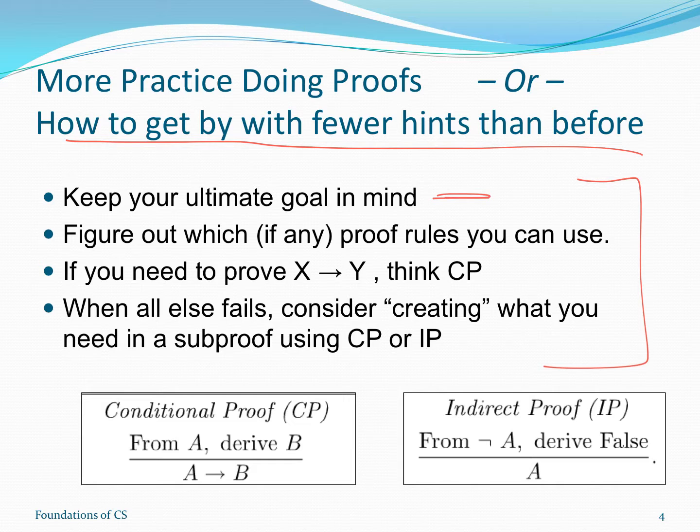Make sure you keep your ultimate goal in mind. What is the final thing I'm trying to get to? All the time, keep looking at those inference rules, the proof rules, and try and say, what rules could I use now? And then, of course, in the back of your head, if you ever need to prove that X implies Y is a tautology, you always want to think about the conditional proof rule. And finally, most of us don't want to use subproofs. If you can get away without using a subproof, that's great. But when all else fails, consider creating what you need in your subproof using CP or IP.